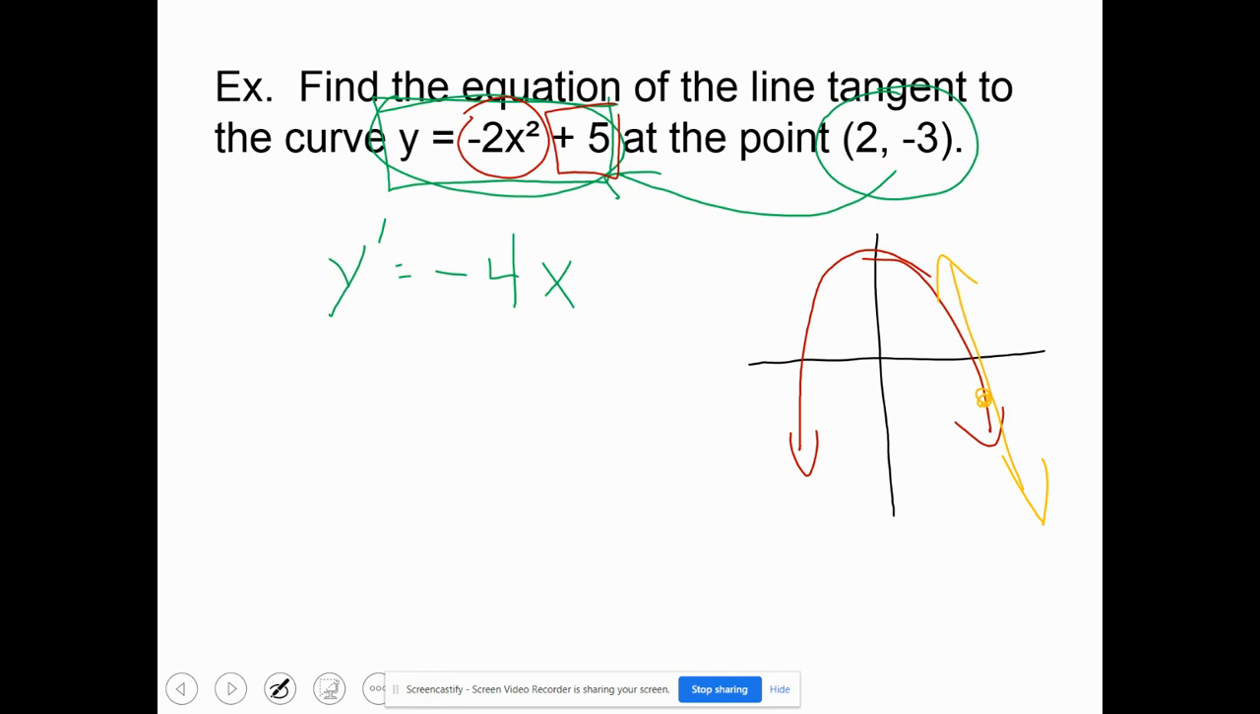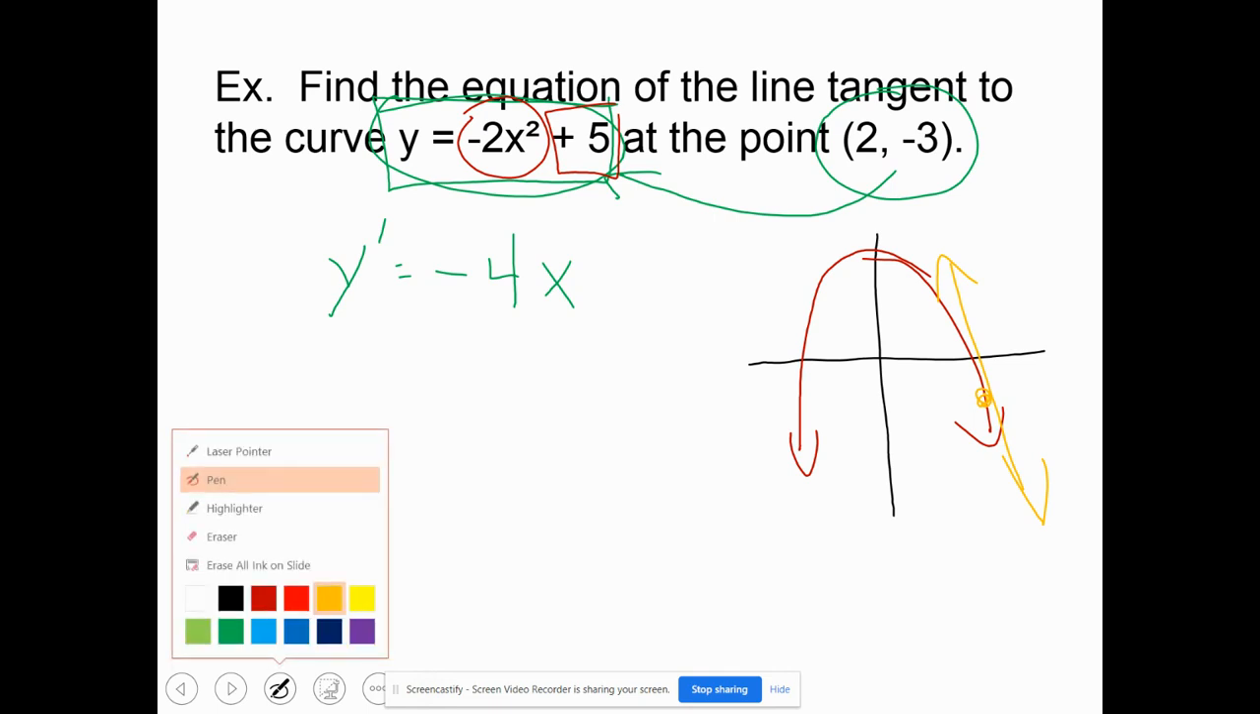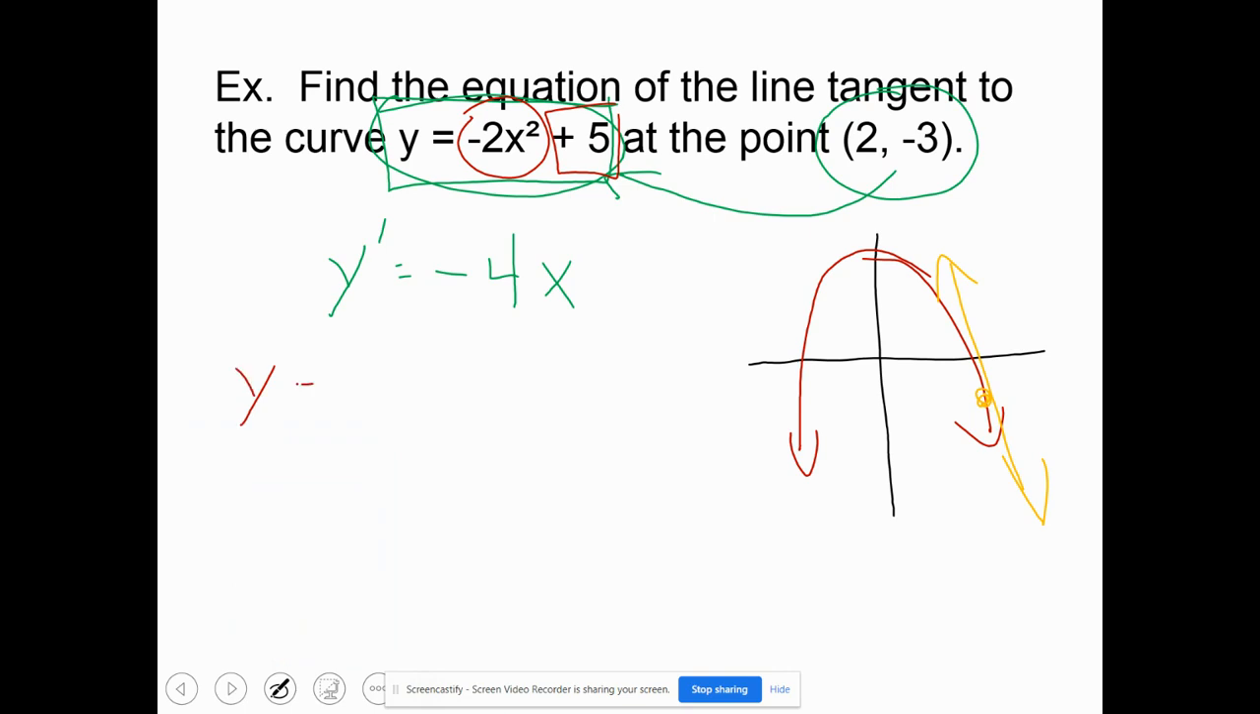So in order to use my formula, y minus y1 equals m times x minus x1, I have to know an x1, y1. That was given to me. And I have to know what the slope is.